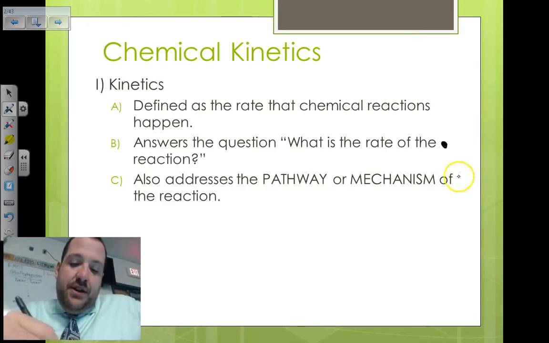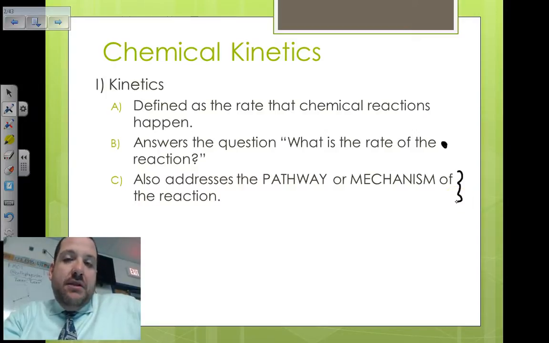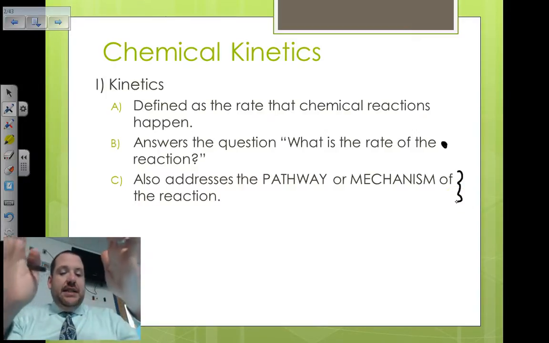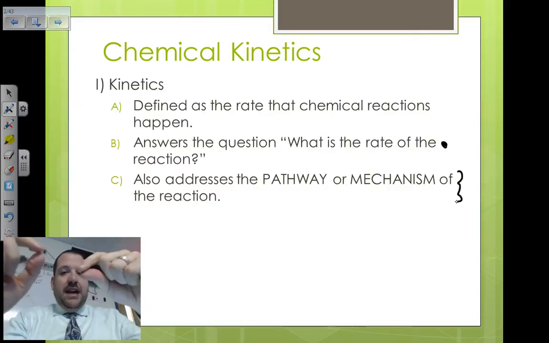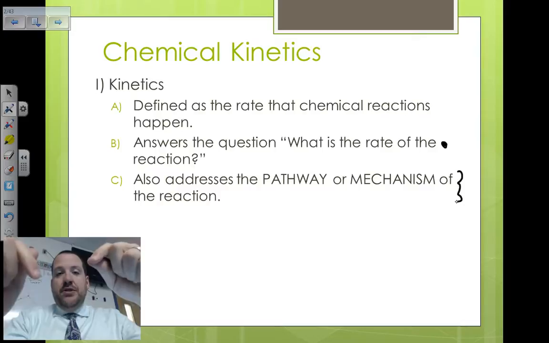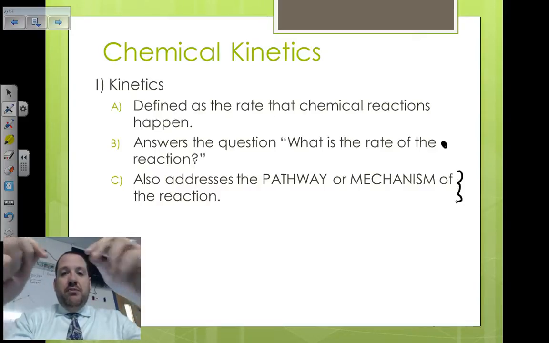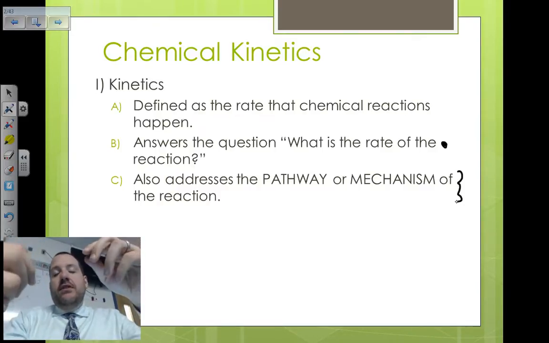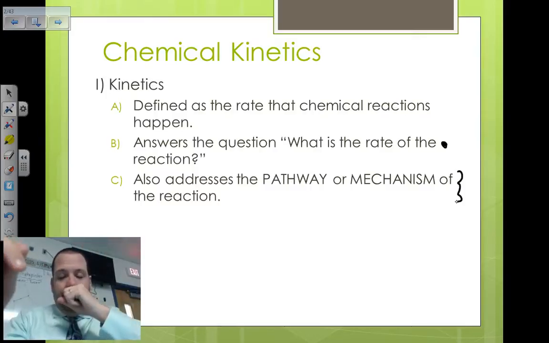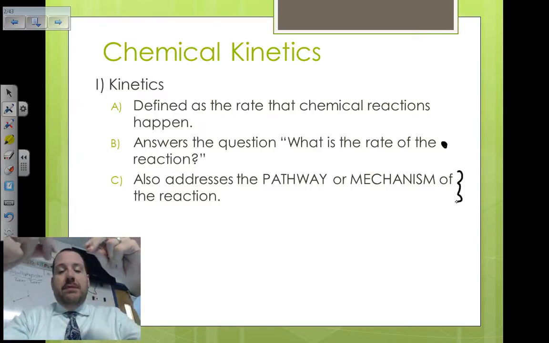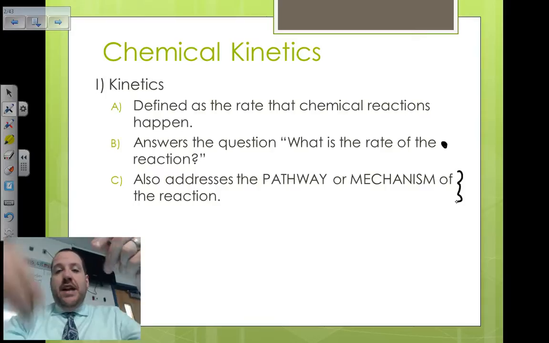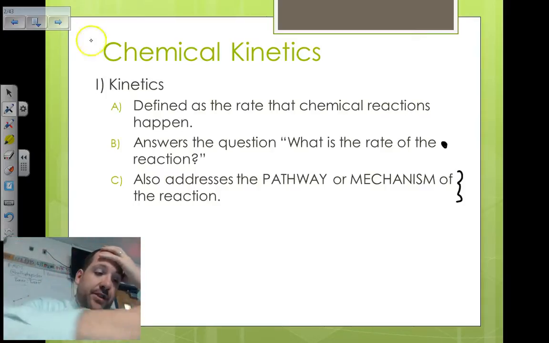Also, the last part of this unit is going to deal with the pathway or the mechanism. Realize that we've only really talked about reactants and products in chemistry. We haven't talked about what happens to go from reactants to products. And so kinetics can address some of the in-between stuff that happens when we go from reactants to products in a chemical reaction.